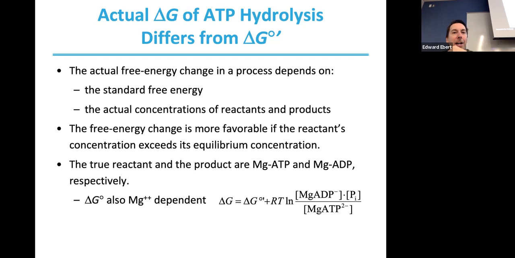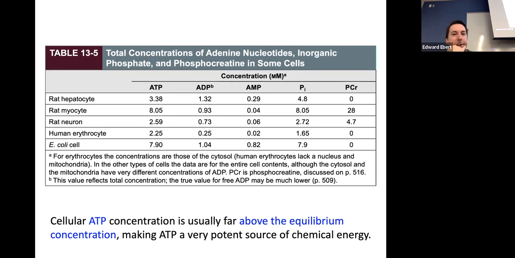So again, our actual delta G differs from our delta G naught. We're going to have a whole bunch of stuff that factors into this. And we can see that, again, temperature and our concentration of magnesium, as well as our inorganic phosphate, are going to play a role. All right.